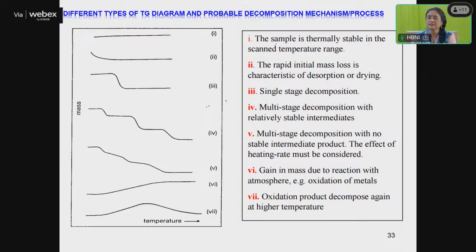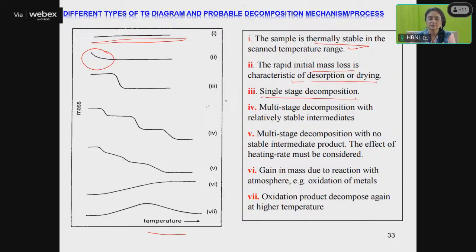So first one, the sample is thermally stable, since you can see there is no weight change throughout the temperature. This is the mass and this is the temperature. So throughout the temperature, no weight change is there. That means it is thermally stable in the scan temperature. Second, there is an initial mass loss, see, this initial decrease in this area. So initial mass loss is characteristic of desorption or drying. It may be your moisture or anything.